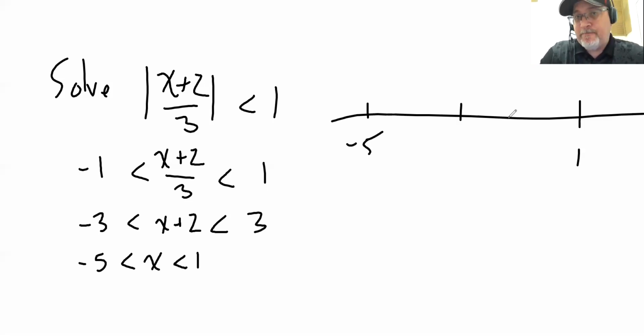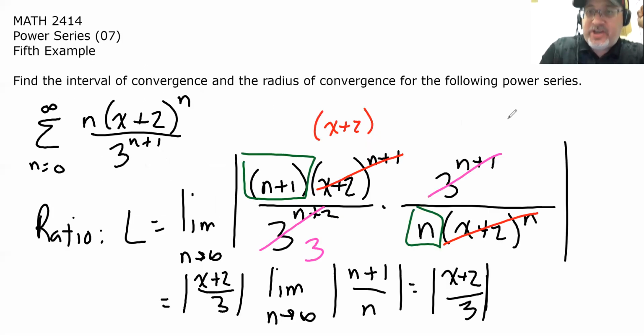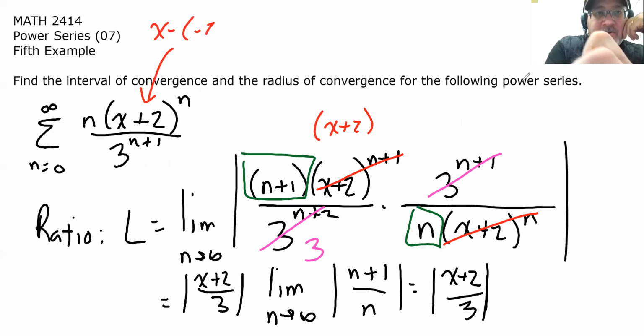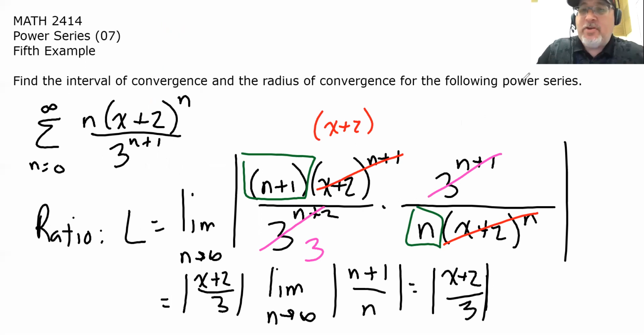Guess where it's centered? You shouldn't have to guess for 2 reasons. Number 1, the center is the average of the endpoints. So if you add -5 and 1 and then divide by 2, you'll get -2. But I should have asked you at the beginning, what's the center? Because the center is what's being subtracted from the x. And I know that says plus 2, but it's the same as x minus -2. So the center of this was destined to be at -2. But without the radius of convergence, the center doesn't do us much good.